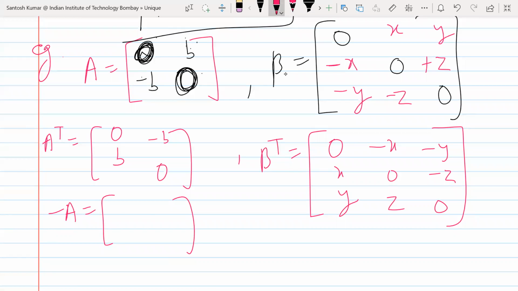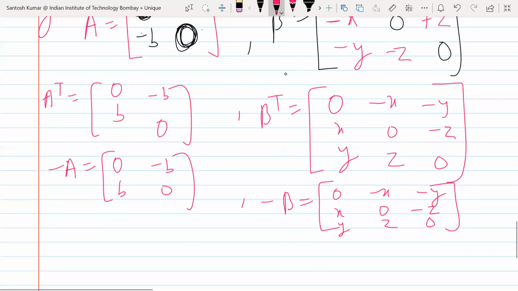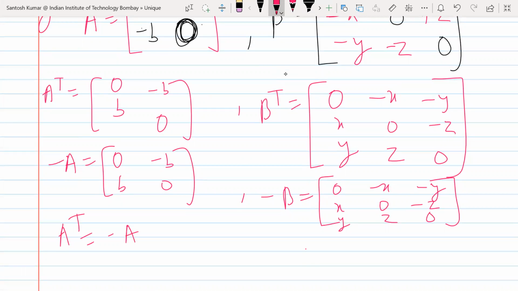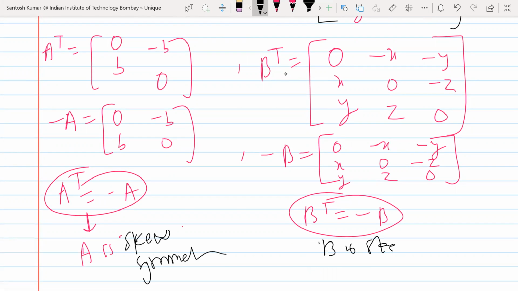So A you have 0 b, minus b 0, so minus A is 0 minus b, b 0. You separately calculate minus B: just multiply 0 minus x minus y, x 0 minus z, and y z 0. So you can check, A transpose is equal to minus A, and B transpose is minus B. So A is symmetric and B is symmetric. Sorry, not symmetric, skew symmetric, right? सर नहीं समझ रहा। A is skew symmetric, B is skew symmetric.